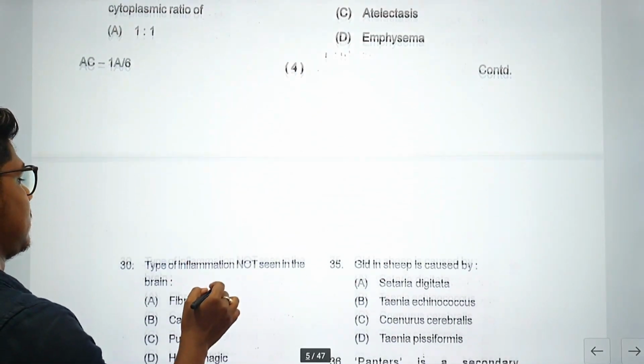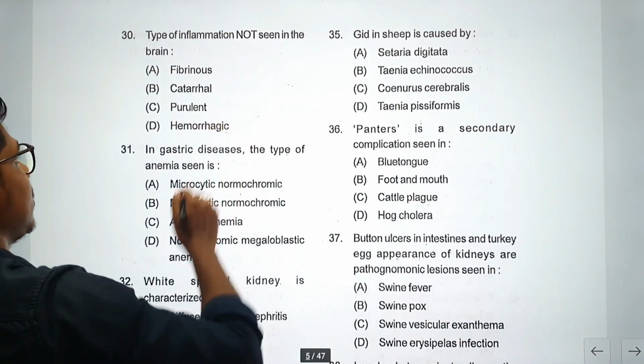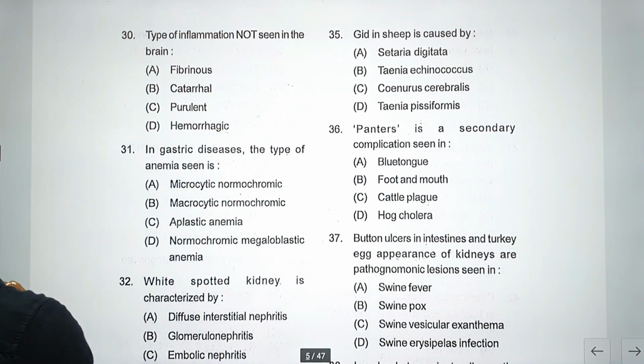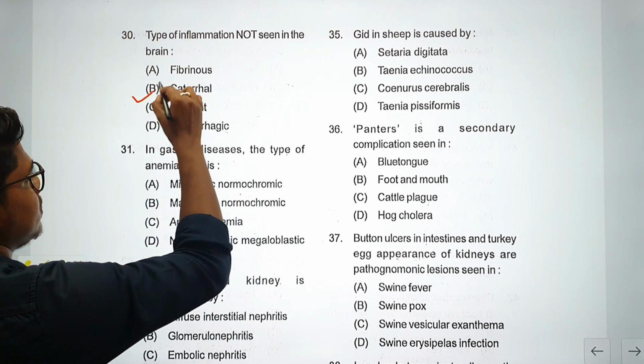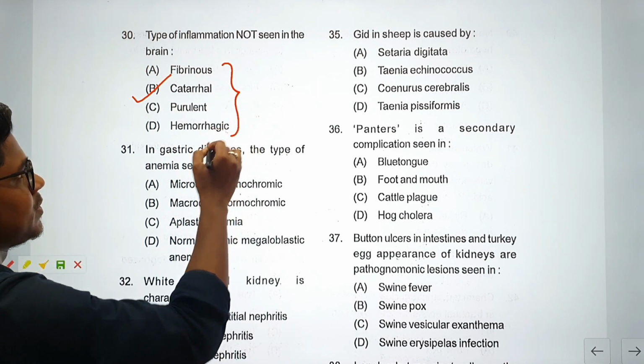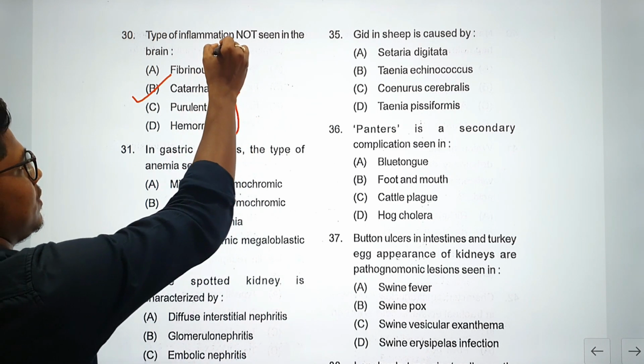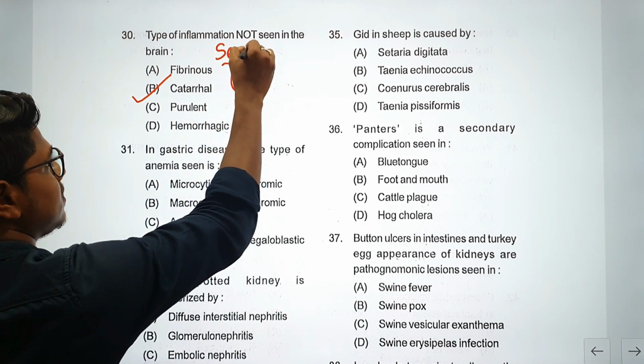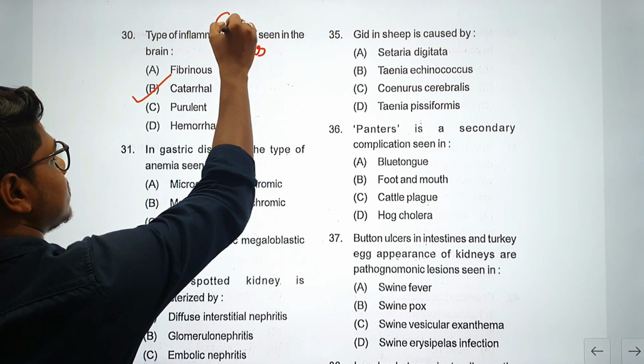Next question. Which type of inflammation is not seen in brain? In brain you won't find mucous glands, so the answer is catarrhal inflammation. Here you can see 4 types of inflammation. There are 2 more, which are basically serous and gangrenous.